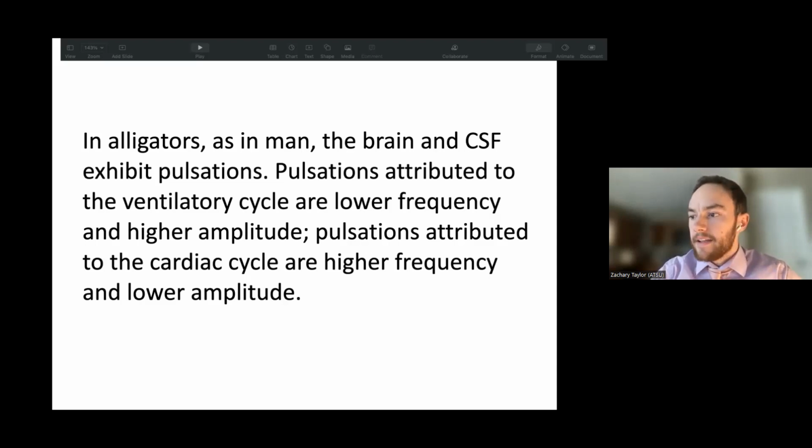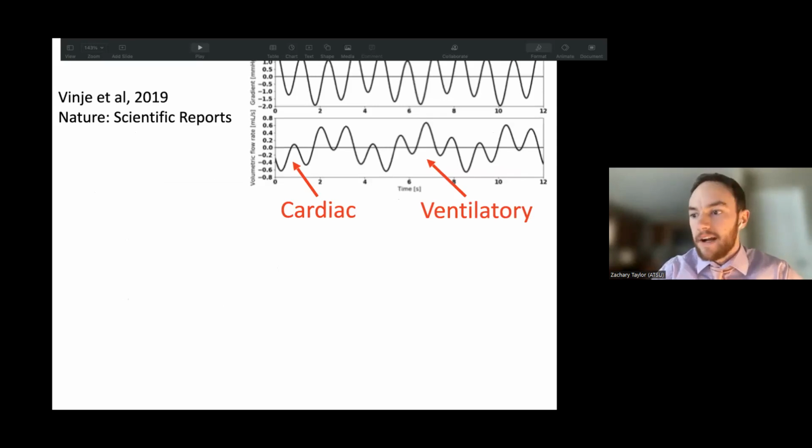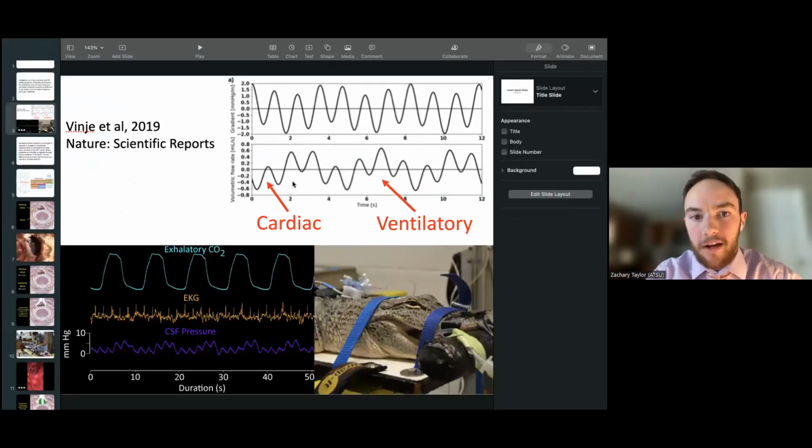humans. And these pulsations can be attributed to the ventilatory cycle, which are lower frequency and higher amplitude, which I will show you in a second if that doesn't make sense. And then the pulsations from the cardiac side of things are attributed to the cardiac cycle at a higher frequency, but lower amplitude. So now let's make some sense of that really quick. And then I'll get to explaining what we're actually trying to figure out. This is a human model up here, and this is the alligator model up here.